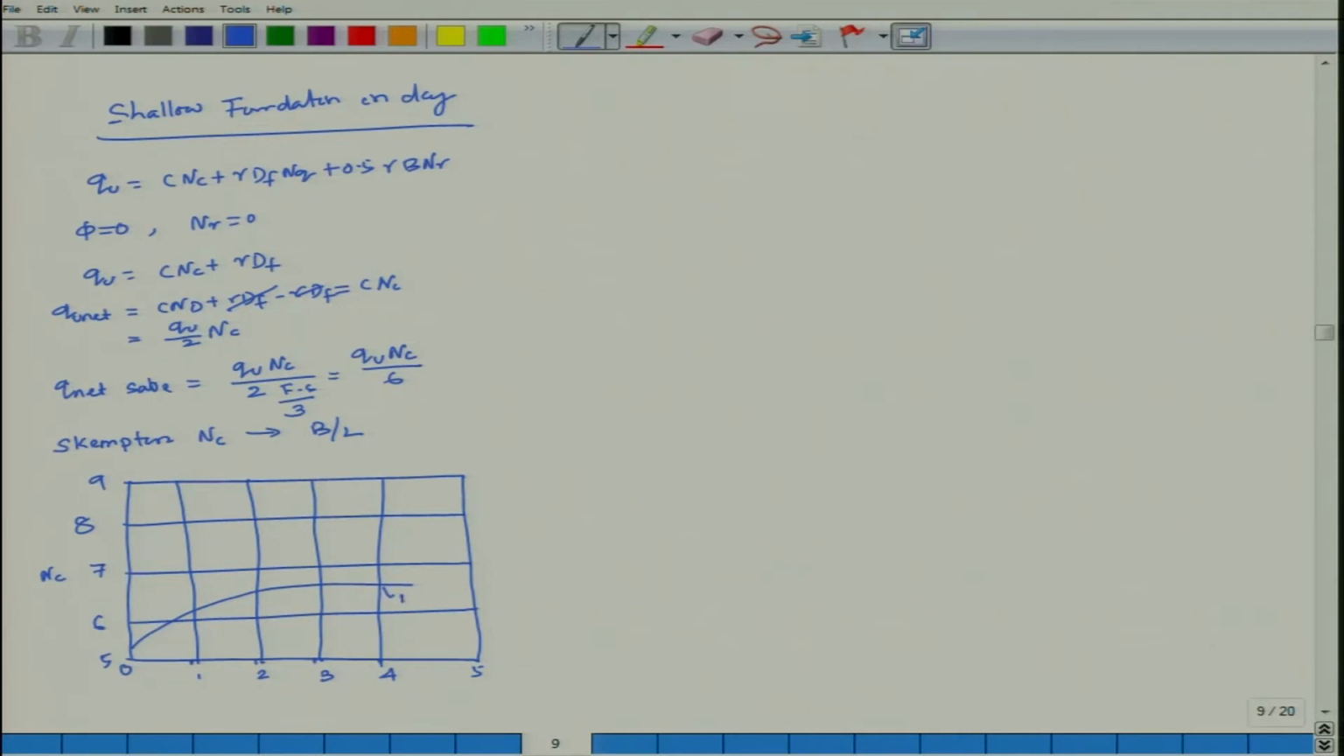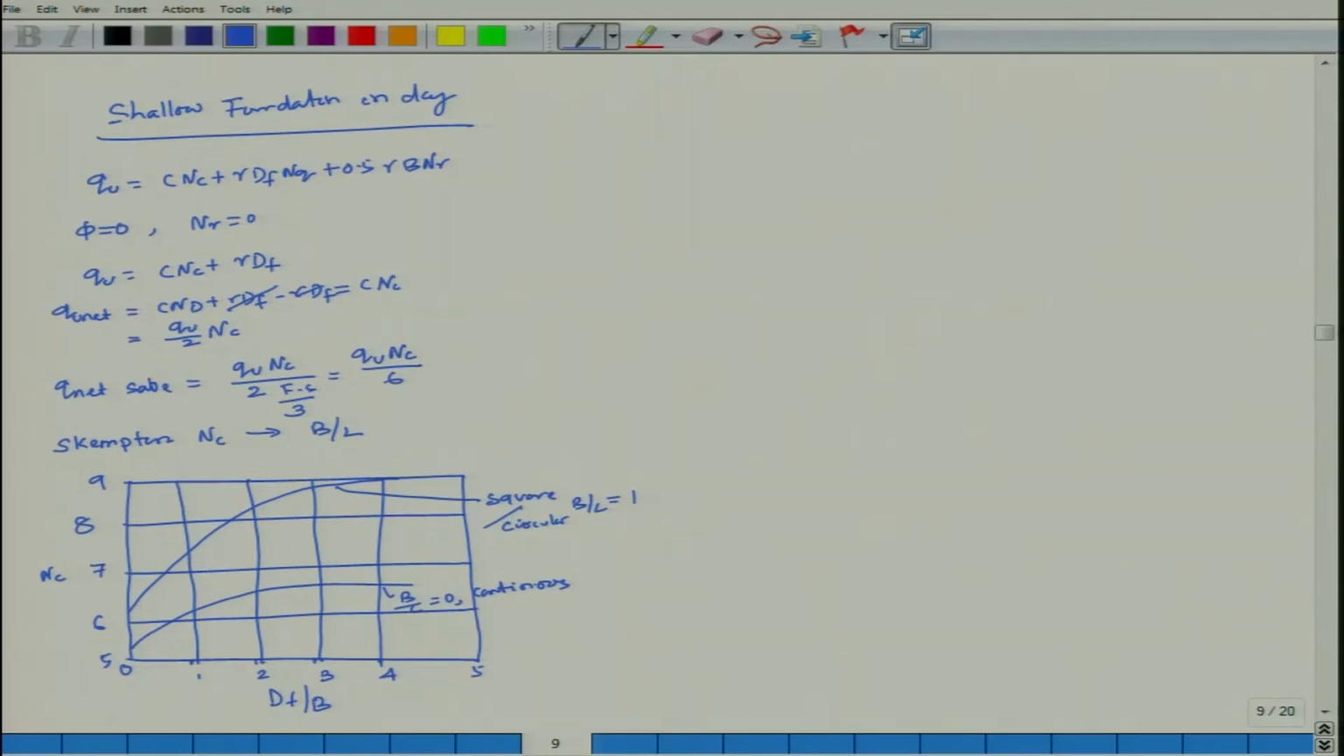This will be your B by L is equal to 0, continuous. This is your square or circular, where B by L is equal to 1. So, this part is your DF by B. DF is the depth of the foundation, B is equal to the width of the foundation.